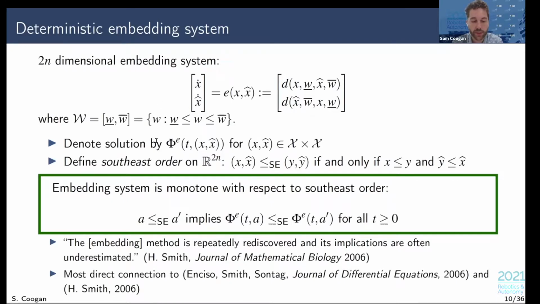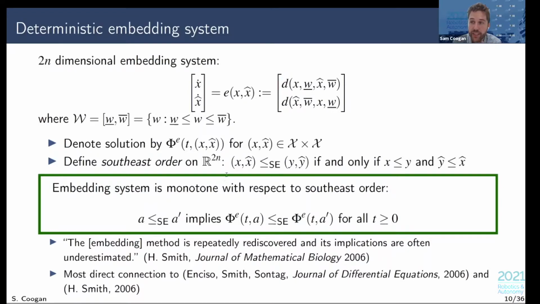For the embedding system, we'll denote its solutions with capital Phi, and superscript it with E to remind ourselves that it's coming from the embedding system. Again, it has initial conditions that are now pairs of states, x and x hat. On this state space, we'll define a particular partial order, which we call the southeast order. It's an ordering on R^2n, defined as follows: a pair (x, x hat) is less than or equal to, with respect to the southeast order, another pair (y, y hat) if and only if the vector x is less than or equal to y, and the vector y hat is less than or equal to x hat. If you view this in just 2 dimensions, so x and x hat are each 1 dimensional, and you have a point at the origin, the points that are greater than the origin lie in the southeast quadrant. That's where it gets its name, the southeast order.